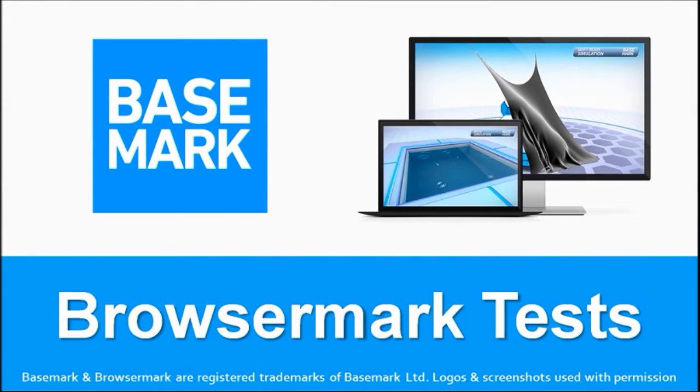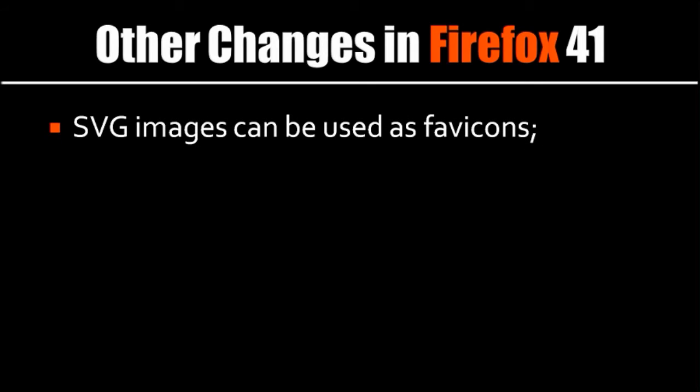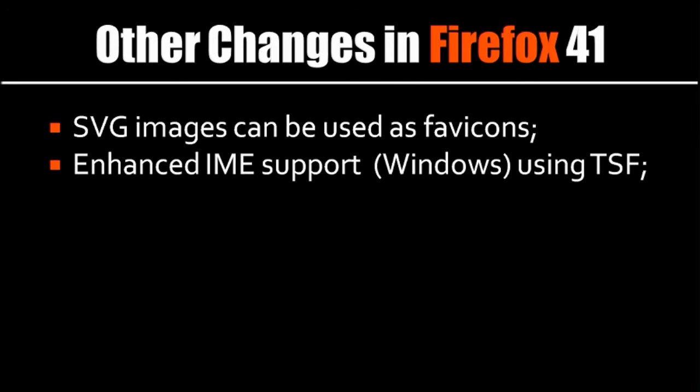In a moment, I will share the browser benchmark test results, basically comparing Firefox and Google Chrome. But before I do that, let me quickly share some of the other changes that were included in Firefox 41. So you can now use SVG or vector images as favicons. Firefox 41 comes with enhanced IME support, which is Input Method Editor for Windows using TSF or Text Services Framework, which essentially makes it easier for users who use Firefox in other languages like Chinese or Japanese.